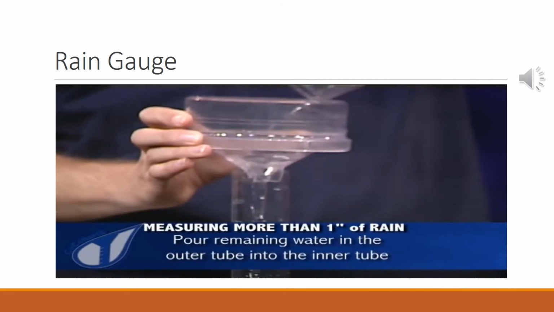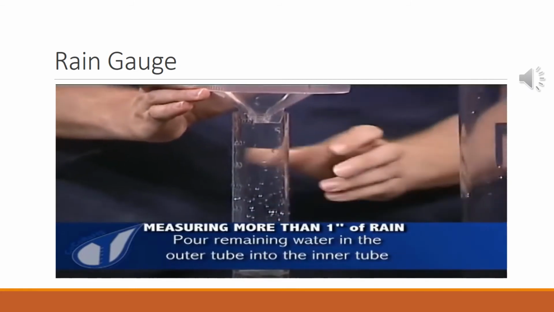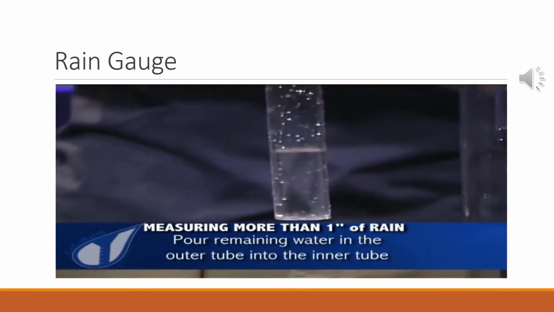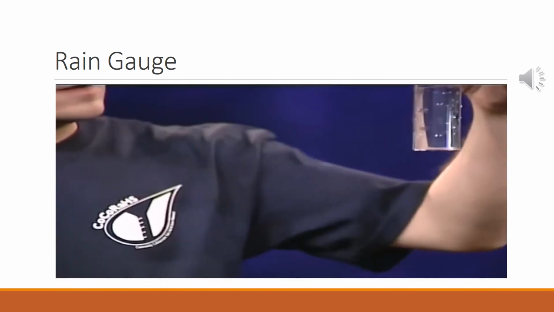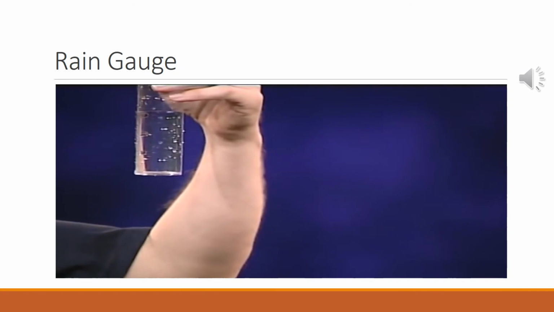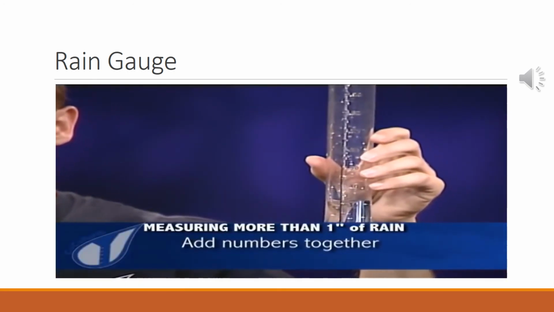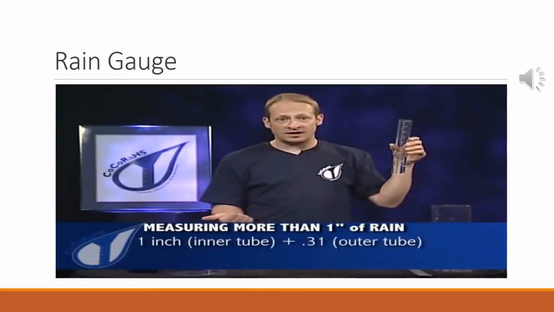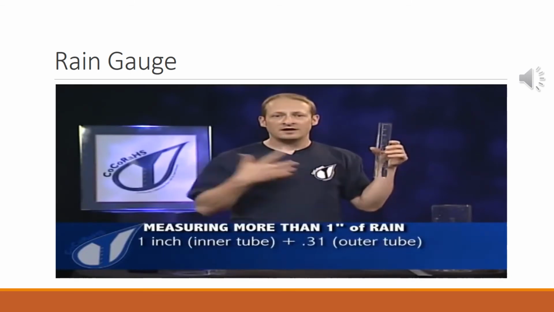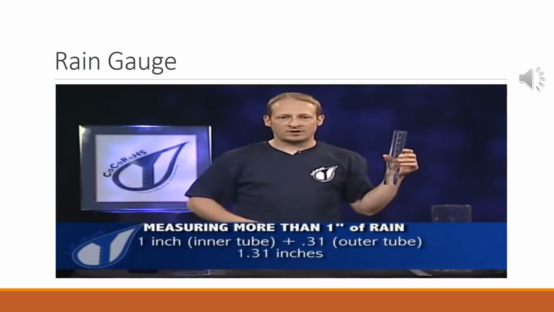This rain gauge can actually hold over 11 inches of rain. So if you have that much rain, you probably have more things to worry about, maybe building a boat. So now we have 0.31 inches. Now what's the total for our big giant rainstorm? We already dumped out 1 inch plus the 0.31, so the total is 1.31.